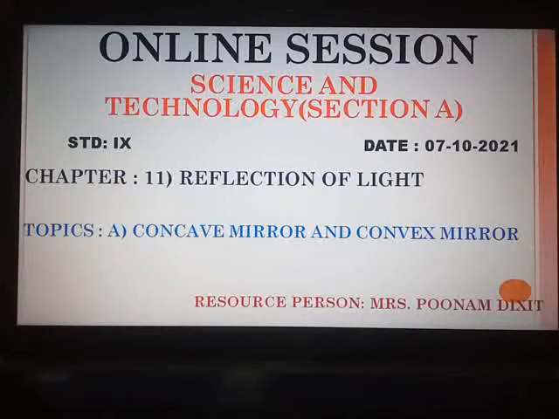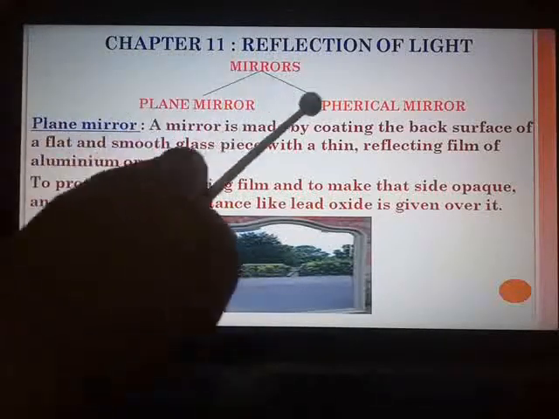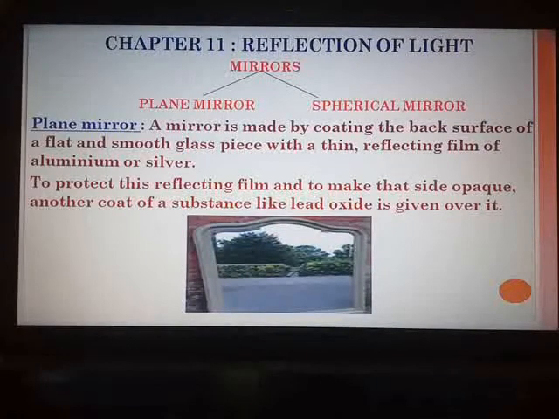So let us see what a mirror is and what its two types are. You all know a mirror is nothing but a reflecting surface, or in scientific language, a surface which reflects light and creates clear images is called a mirror. It is of two types, plane mirror and spherical mirror. I don't have to tell you more about the plane mirror.